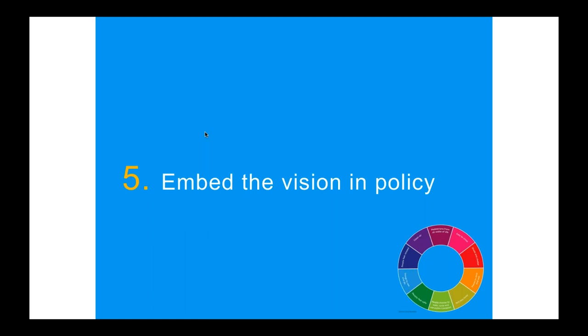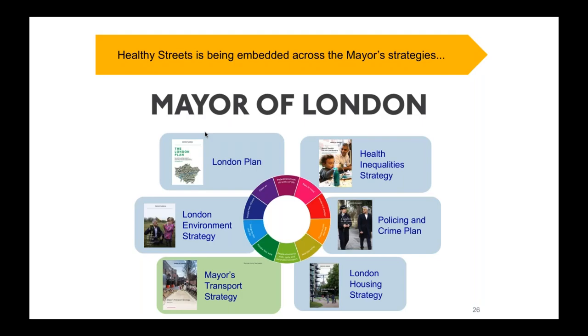So moving on to number five, there's a lot of these vision documents published by all sorts of organisations, and they don't really start to have a big impact until they're translated into policy. And in London, that policy has come in the form of the mayor's statutory strategies. So the mayor in London has a range of documents that they have to produce, and this mayor has embedded the Healthy Streets approach in all of them.